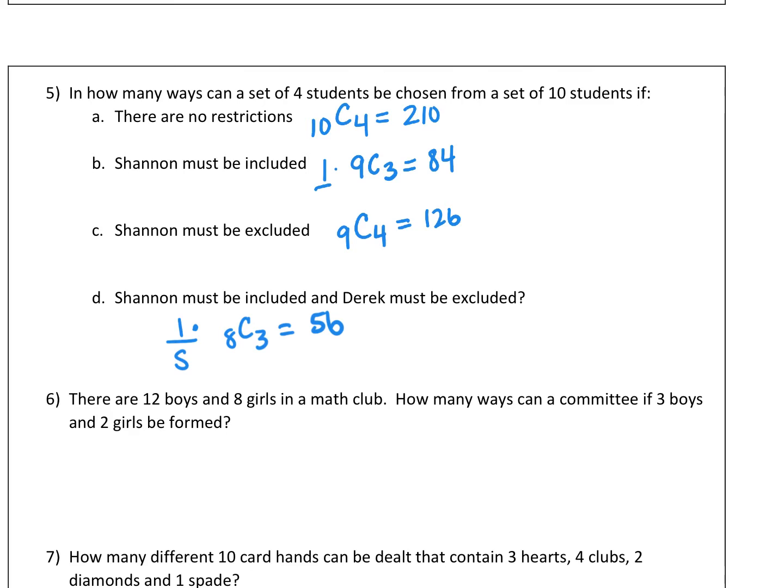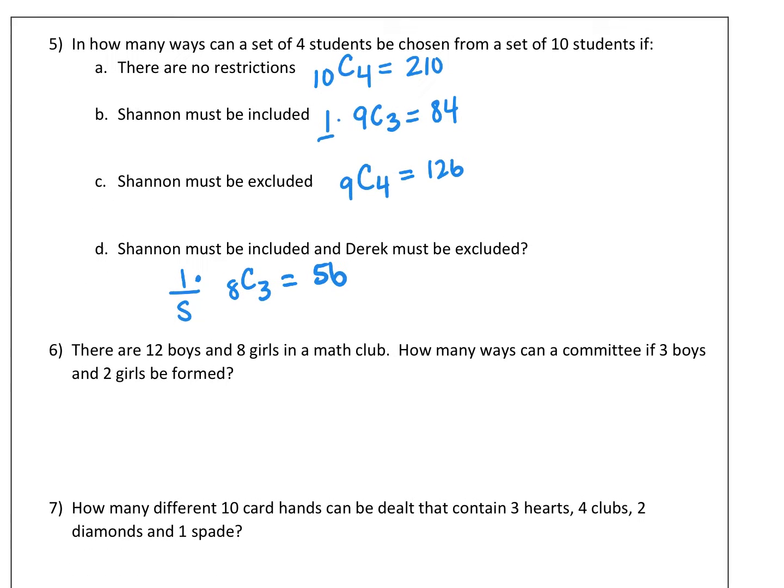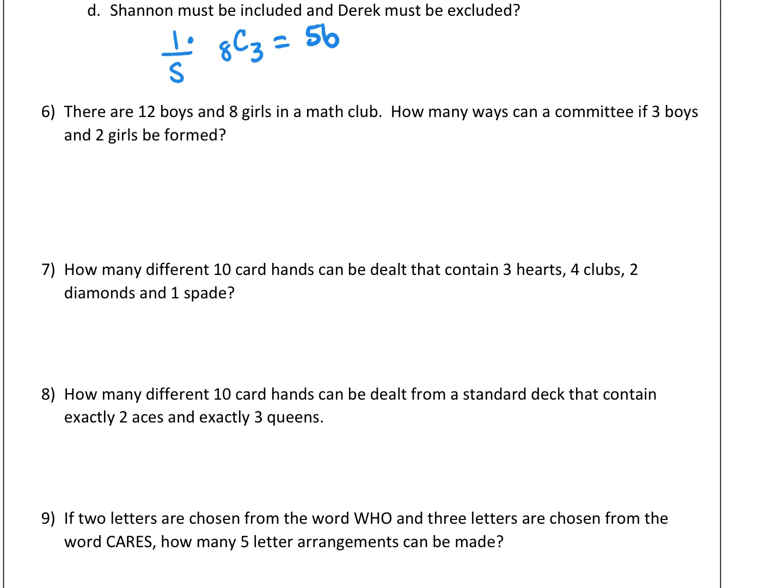All right, so now we're going to look at combinations coming from more than one set. There are 12 boys and 8 girls in the math club. So 12 boys, 8 girls. In how many ways can a committee of 3 boys and 2 girls be chosen? Okay, so what I want is 3 boys and 2 girls.